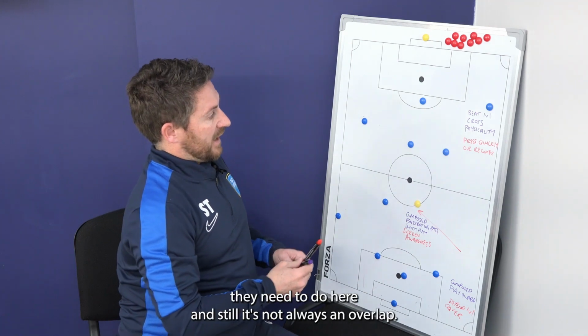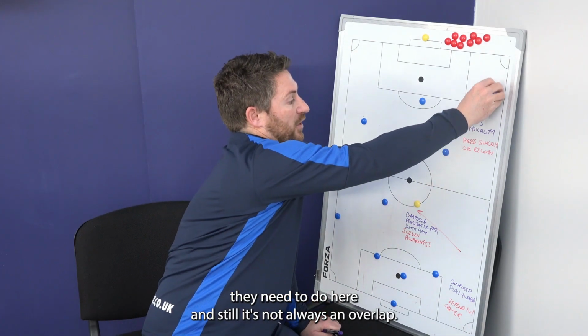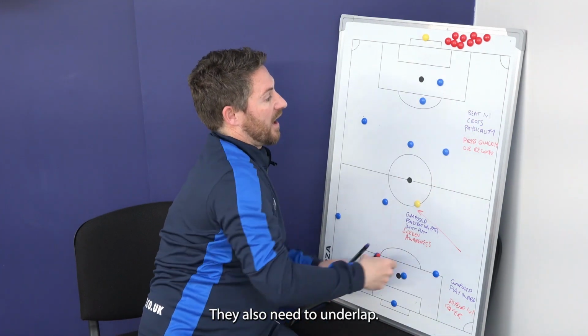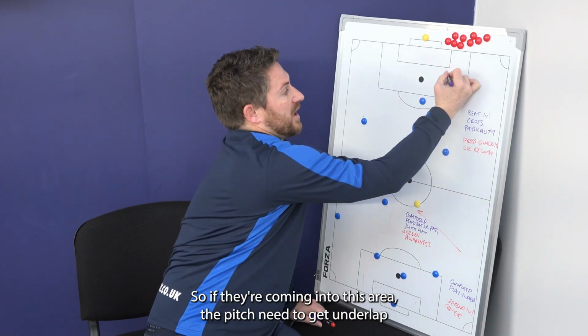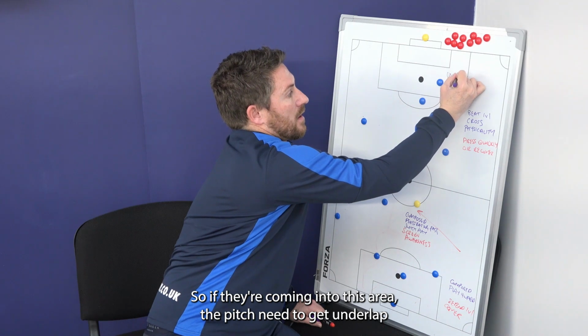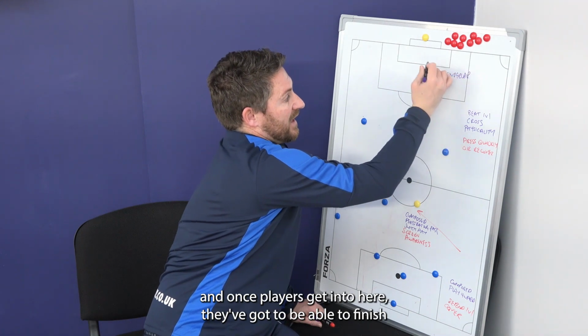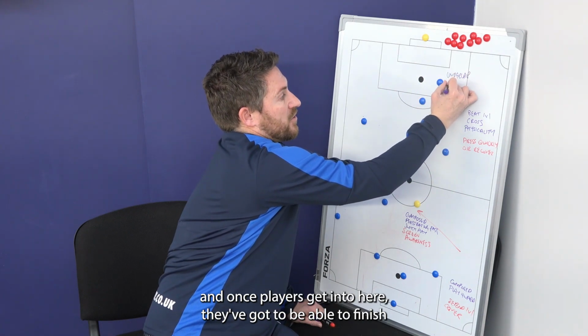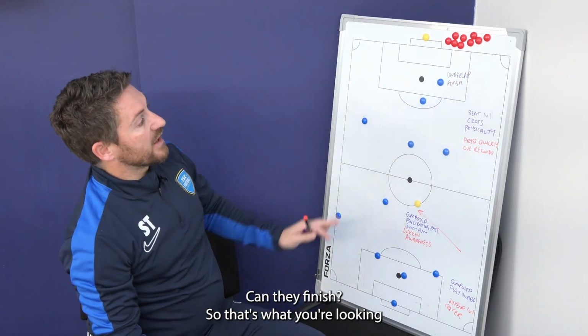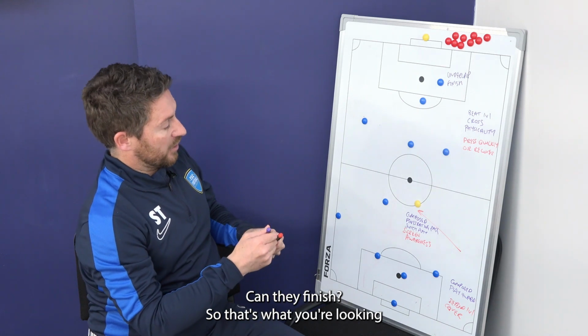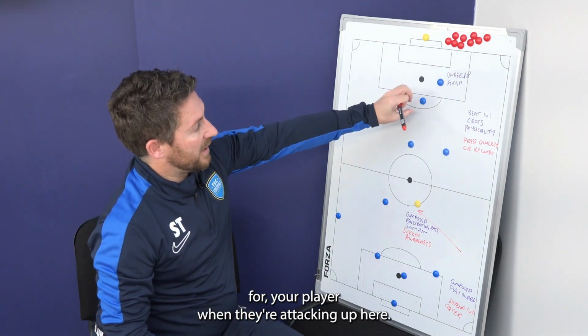Now, the other things they need to do here, it's not always an overlap, they also need to underlap. So if they're coming into this area of the pitch, you need them to be able to underlap. And once players get into here, they've got to be able to finish, because you want players that can finish from in there. So you've got players that are coming in here, can they finish? So that's what you're looking for your player when they're attacking up here.